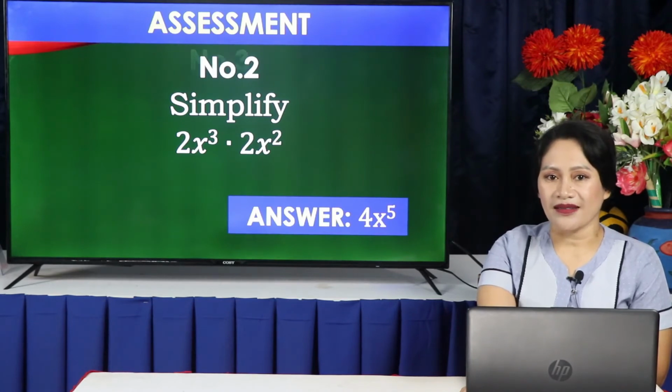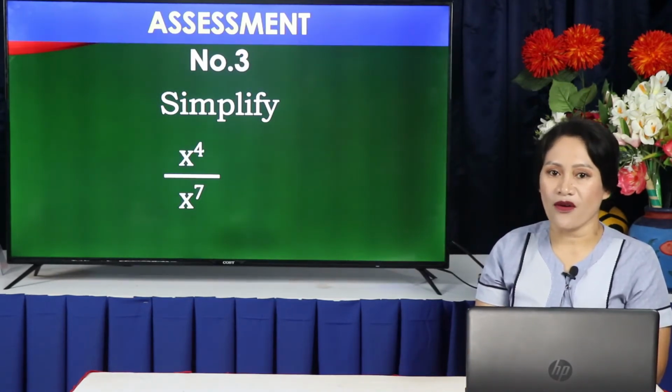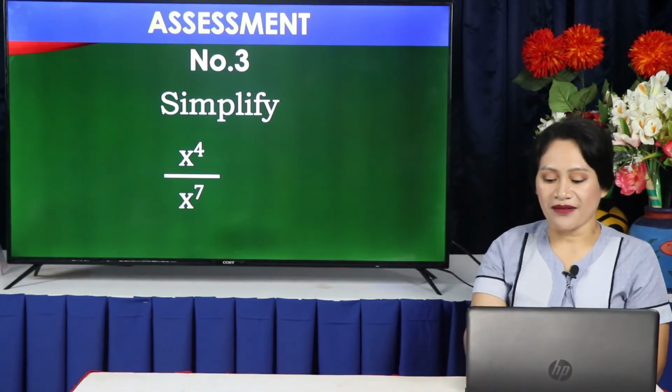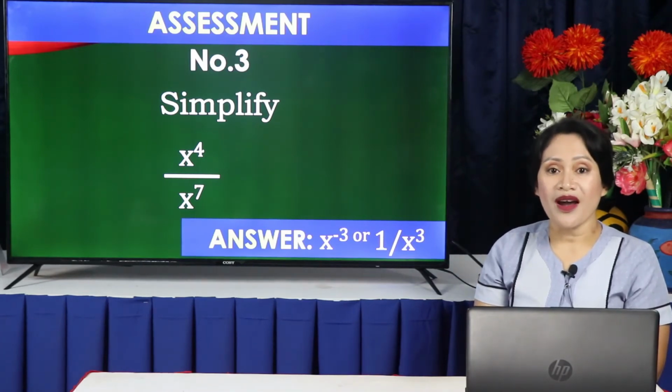Let's proceed to item number 3. Simplify x to the power of 4 over x to the power of 7. Time's up. The correct answer is x to the power of negative 3 or 1 over x to the power of 3.